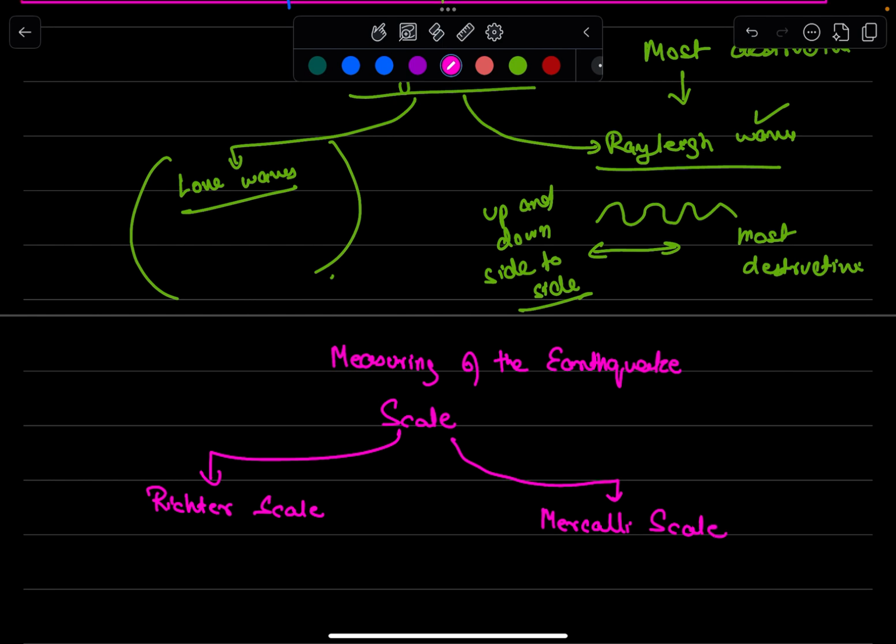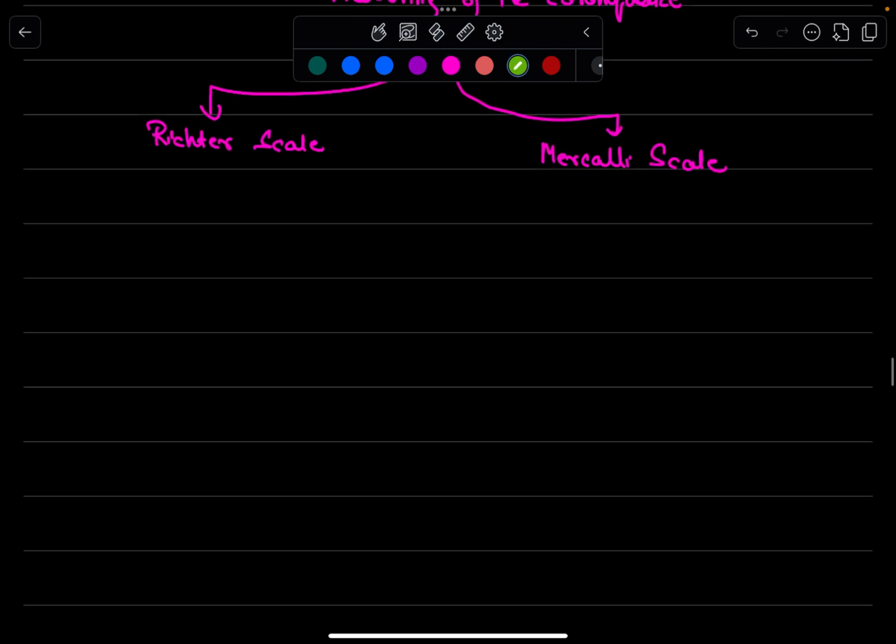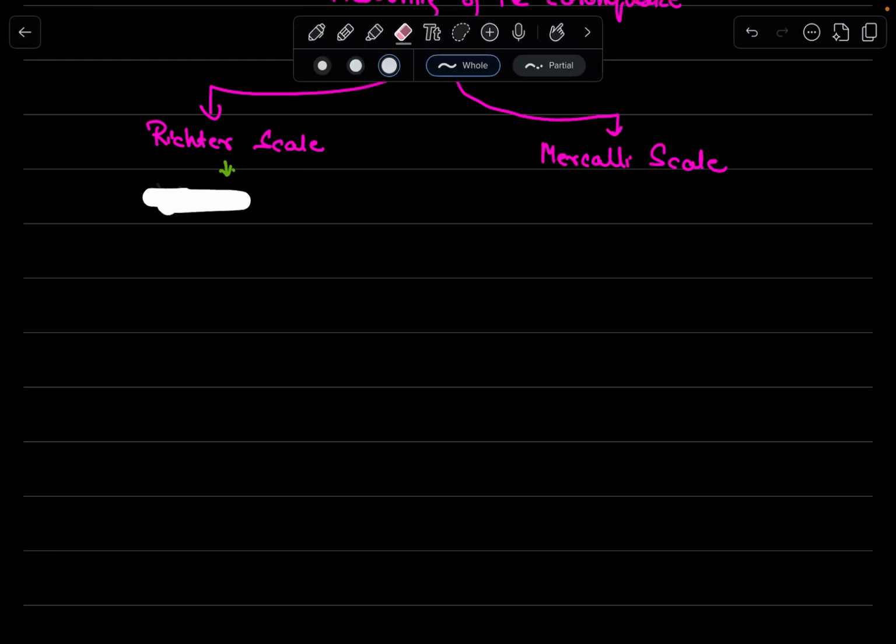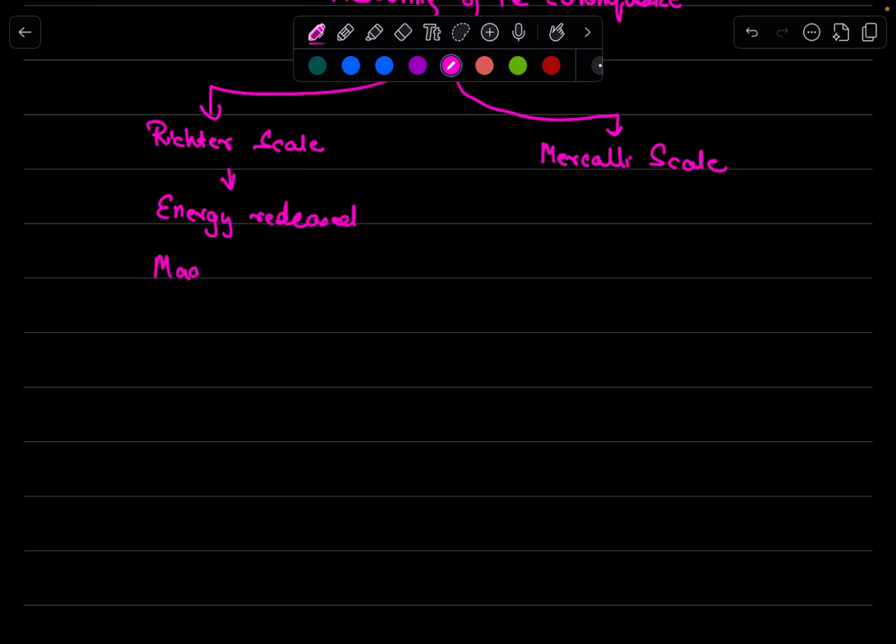The Richter scale actually measures the intensity, beg your pardon, it measures the energy released, that is the magnitude of the earthquake. This is the magnitude of the earthquake, which is measured between 0 to 10. Whenever you study that a 7 Richter earthquake has come, always remember it is the Richter scale, because we see what amount of energy has been released.